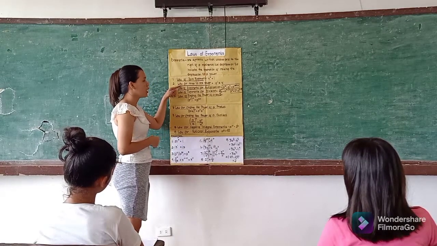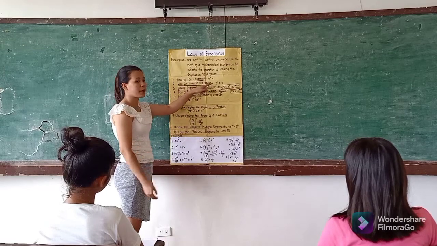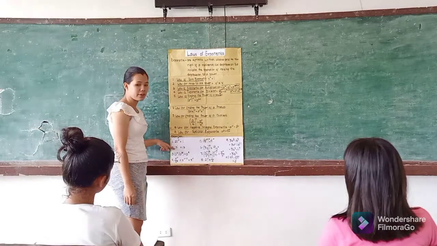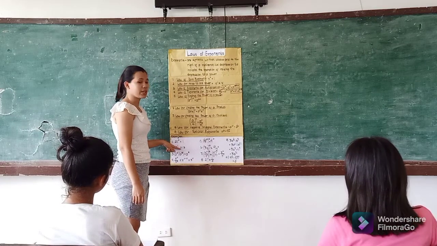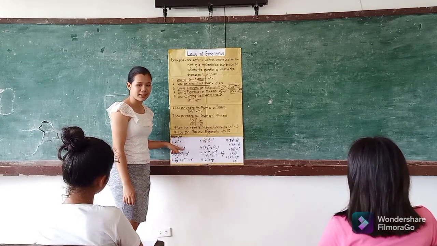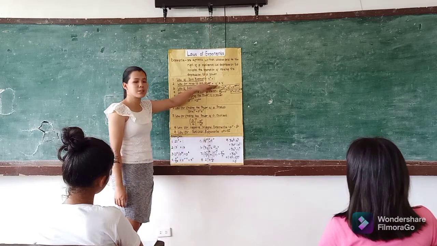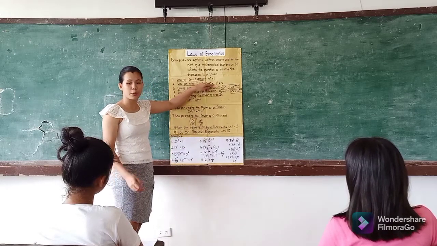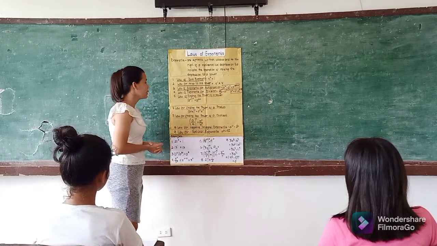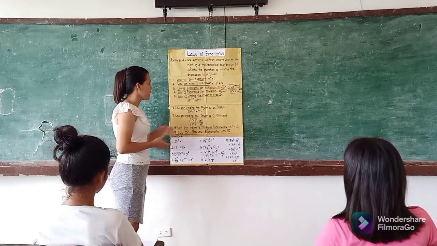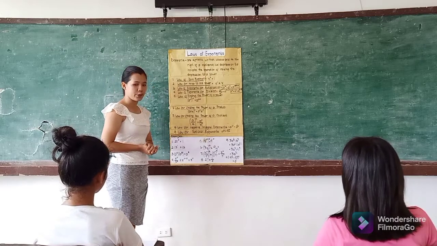For the example of a number raised to 1, okay, we have here 13 raised to 1, and the answer is still 13. When your exponent is 1, your answer will always be the number itself. Okay, very good. Okay, number 3, laws of exponents for multiplication.